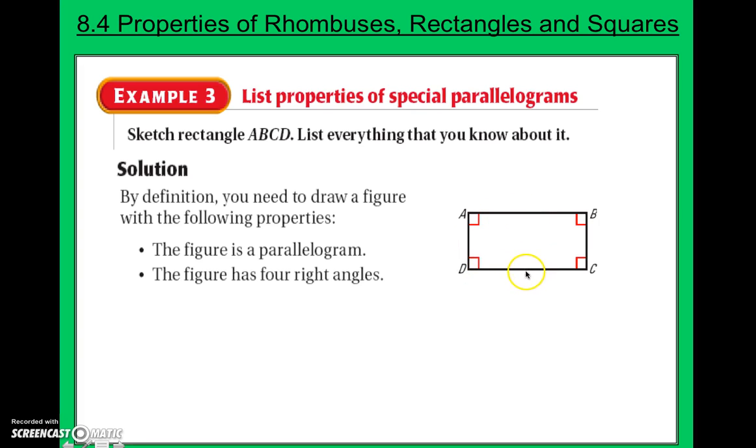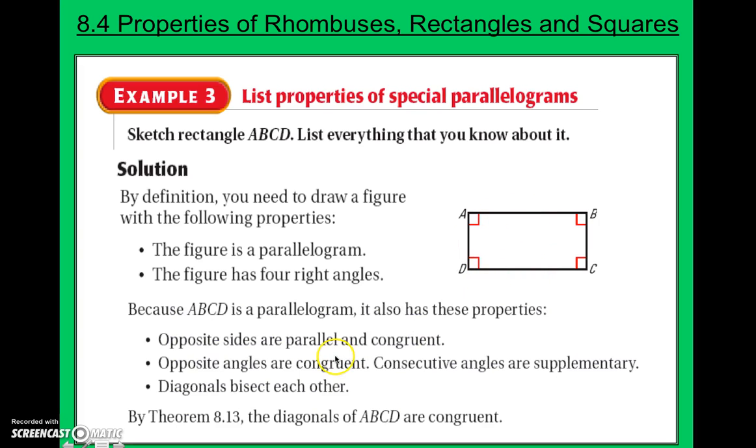Really, we should have those drawn in, the parallelogram part. Also has these properties. Opposite sides are parallel and congruent. Opposite angles are congruent. Consecutive angles are supplementary. The diagonals bisect each other. And the diagonals are also congruent.